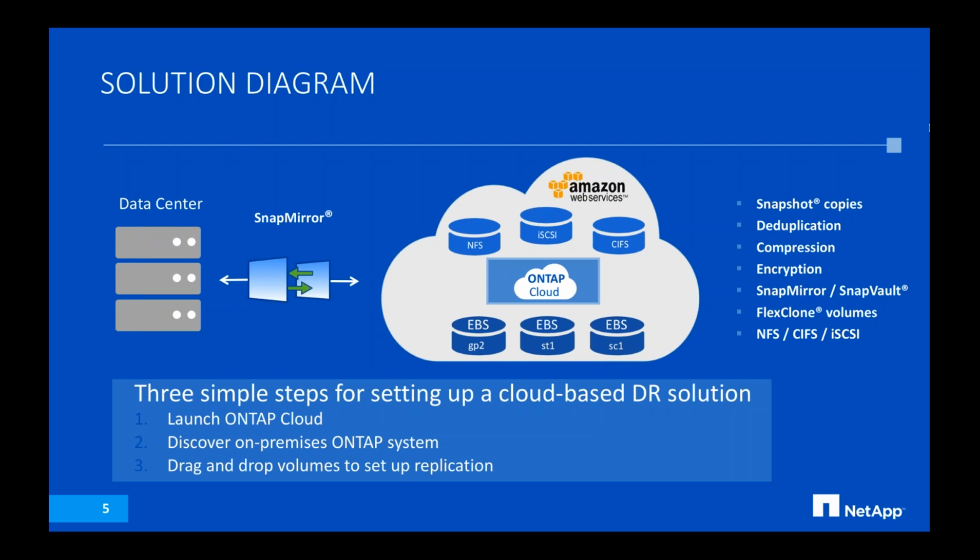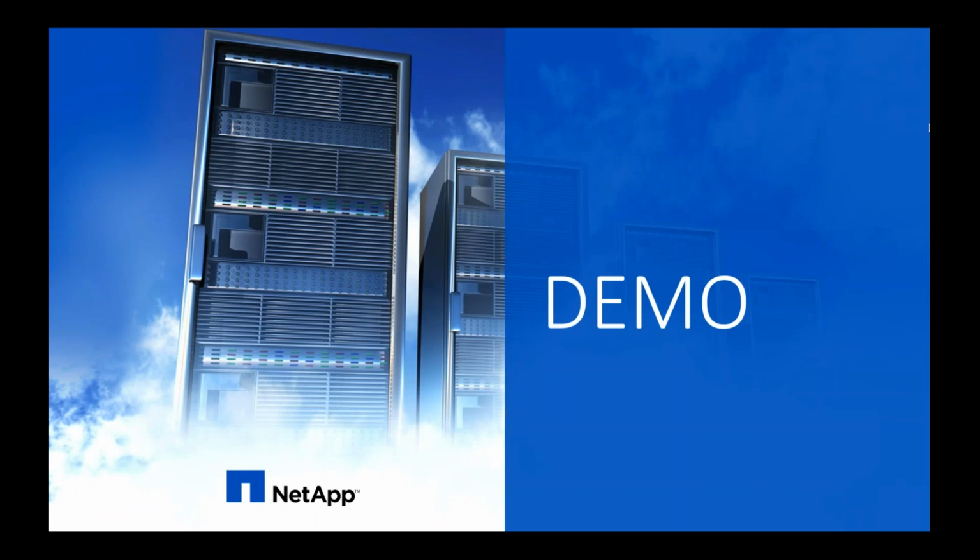You get multi-protocol to serve up NFS and iSCSI to your public cloud compute. You get all of NetApp storage efficiencies available, so snapshots, deduplication, compression, OnTap encryption if you need it, and all the other components. But since it's an OnTap system, you can easily and effectively replicate data from your data center up to your OnTap Cloud system, or if you're doing your main processing in the cloud, you can replicate down to your on-premises system. And I'll show you how easy that is with the drag and drop in just a second.